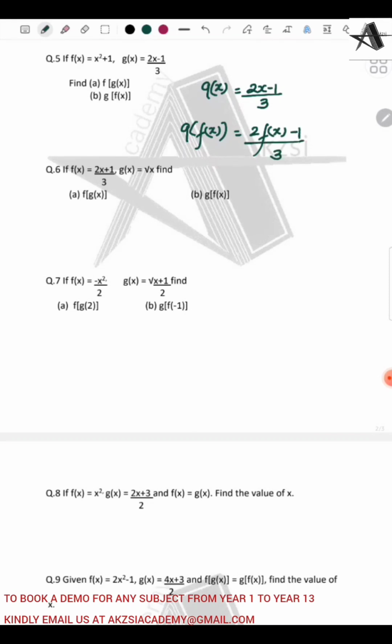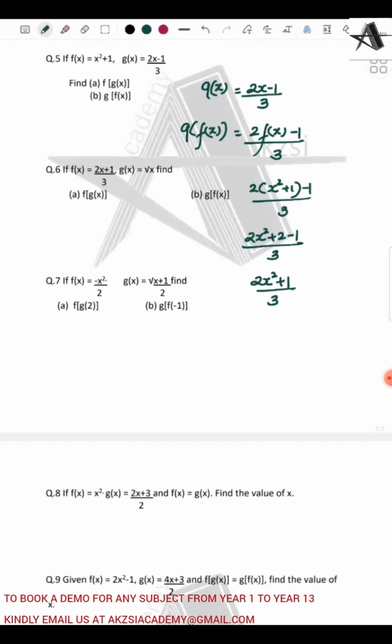As I told you, we can't leave our answer like that, so we just need to substitute the value of f(x), which is x squared plus 1. So it will be (2 times (x squared plus 1) minus 1) over 3. Expanding the bracket, (2x squared plus 2 minus 1) over 3. Final: (2x squared plus 1) over 3. This is your final answer. And you can clearly see they both are different. It doesn't mean that fg(x) and gf(x) are equal. No, they will be different.